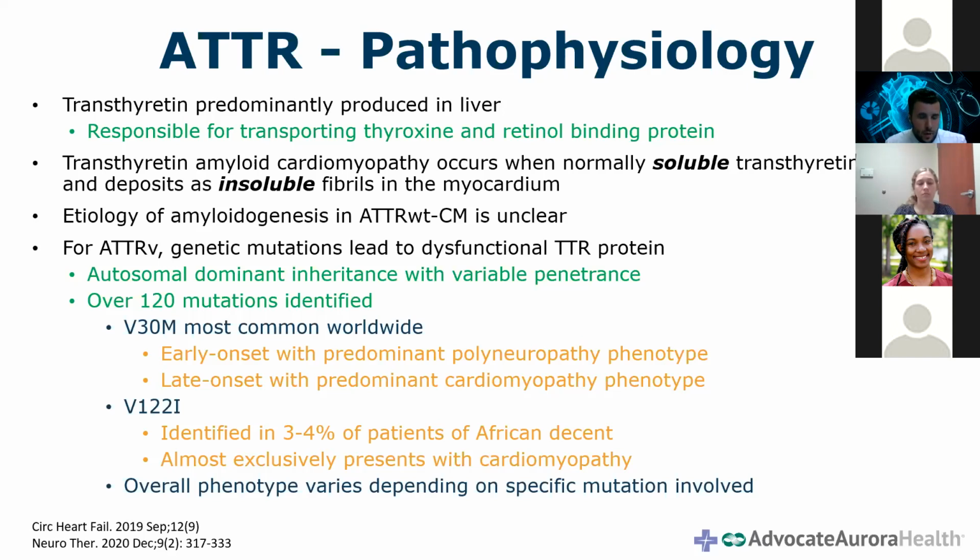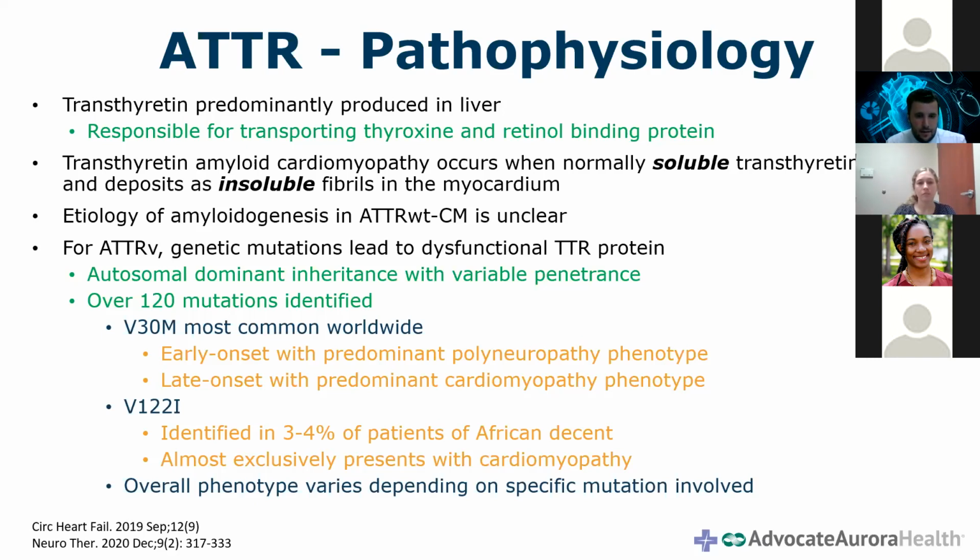For patients with wild-type disease, the etiology of amyloidogenesis is unclear. It's thought to be a consequence of aging, and the phenotype is almost always cardiomyopathy. For variant TTR, there are genetic mutations that lead to a more dysfunctional TTR protein that's more prone to dissociation.